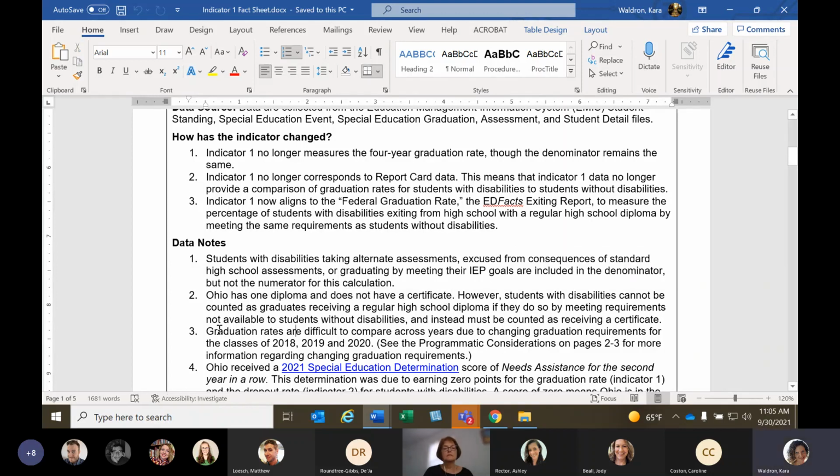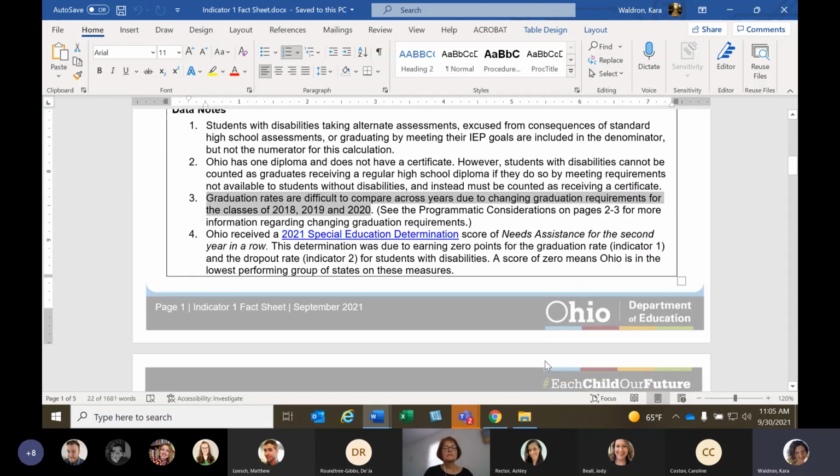I mentioned number 3, this challenge will continue. Talk about apples to apples comparisons or a lack thereof. When graduation requirements continue to change, it makes looking at our data over time very difficult, because they're not apples to apples comparisons, but yet, that is our reality. So we'll look at that when we look at our data over time.